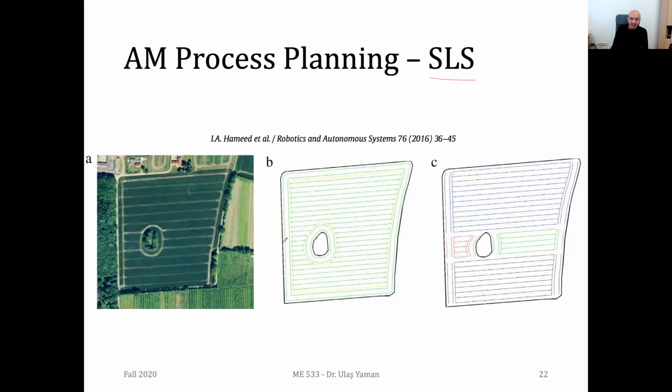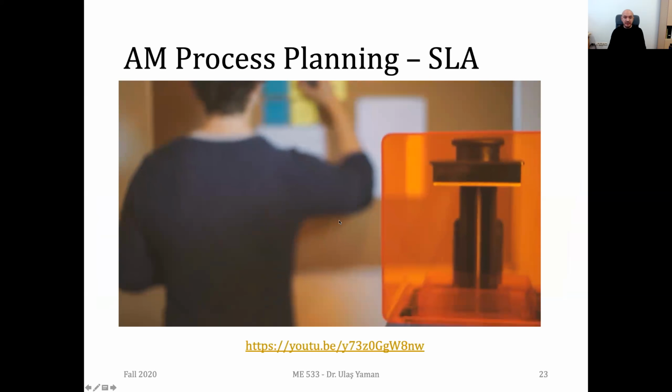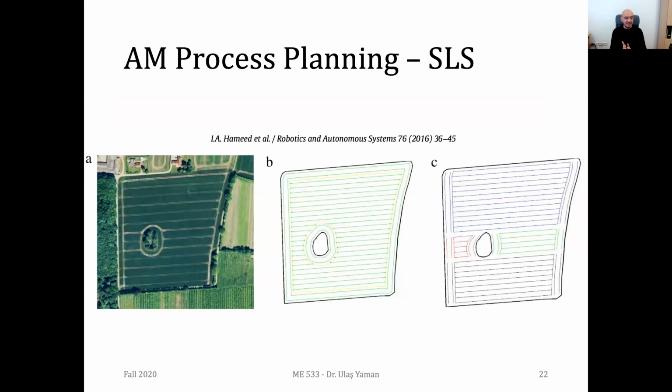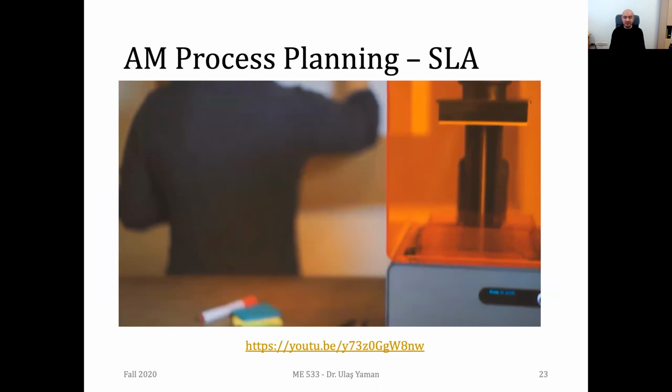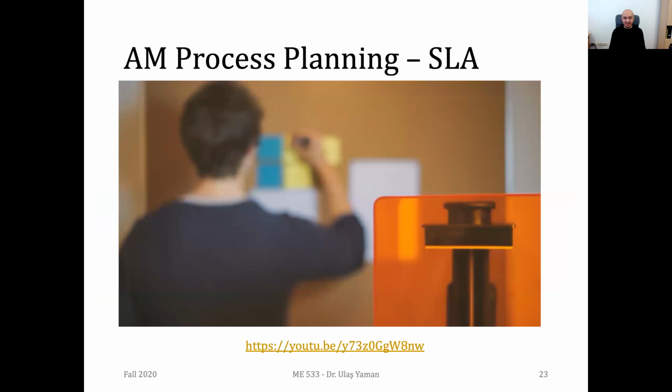We have a shell again, one or two shells, and then the rest is covered with some simple zigzag patterns. Again, we are trying to find paths that are as continuous as possible. We try to eliminate any discontinuities in the interior of your part. Any questions, guys, regarding SLS systems, selective laser sintering methods? Okay, if you don't have any questions, we can switch to stereolithography.